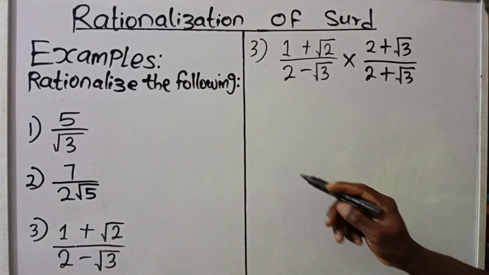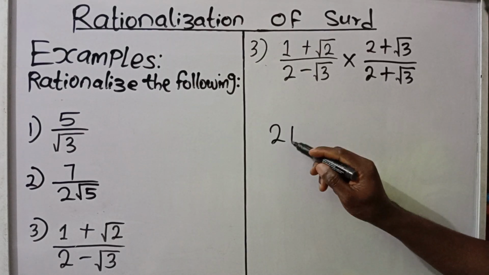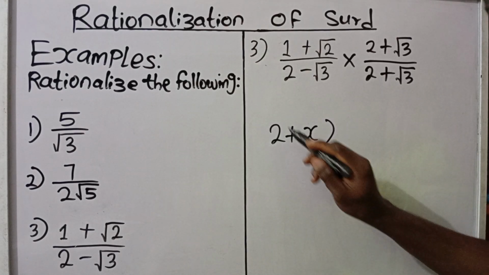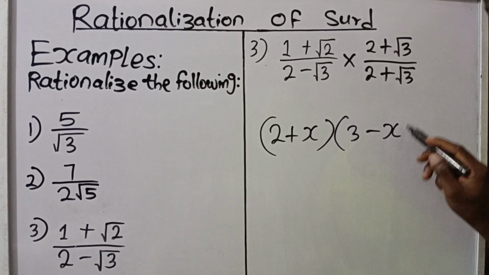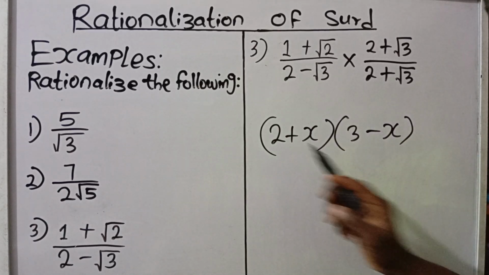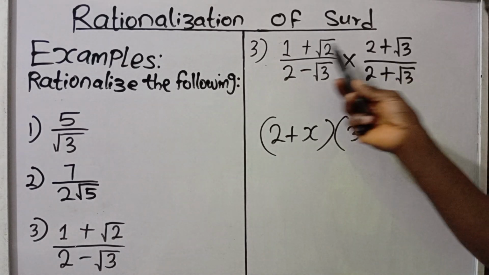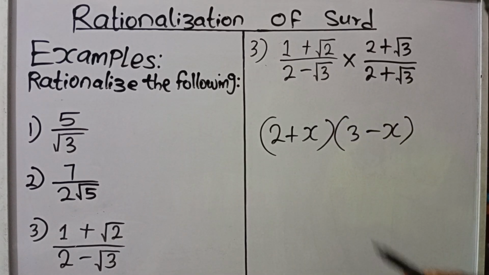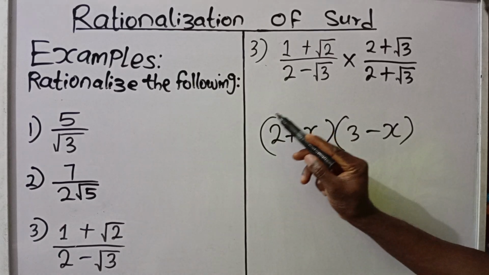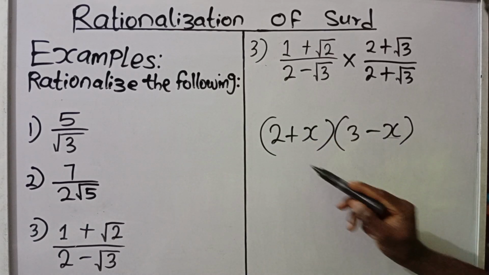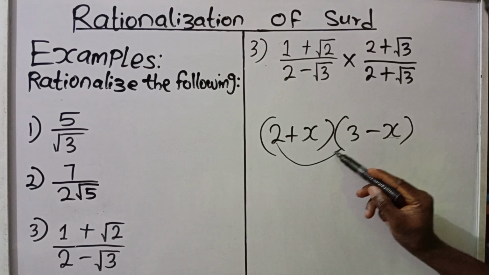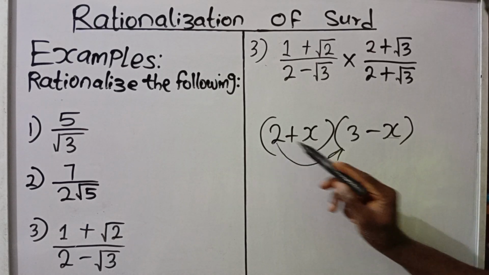Look at what I'm going to do here now. If you have 2 plus x multiplied by 3 minus x, for example, how do you expand this? Because that's exactly how this one will look. To expand this means that we have to use all the terms that we have here to multiply everything that we have here. That is to say, 2 will multiply everything that we have here. That will be 2 multiplied by this.